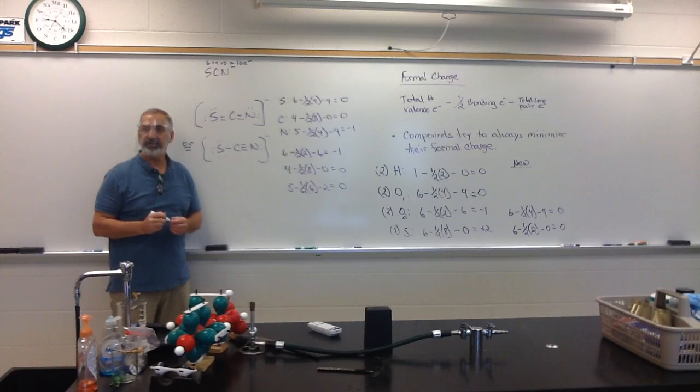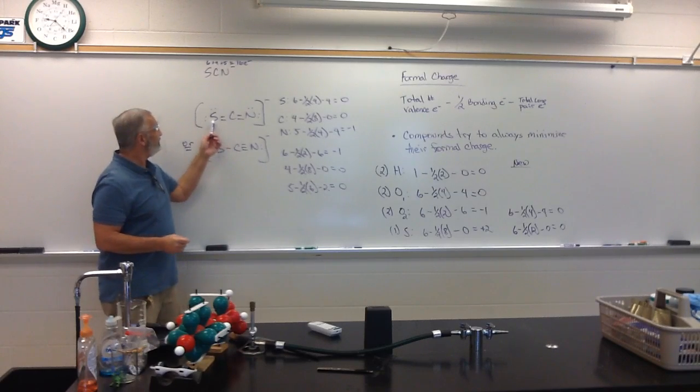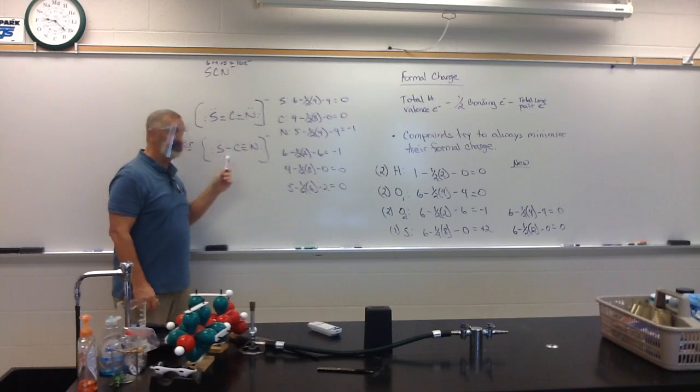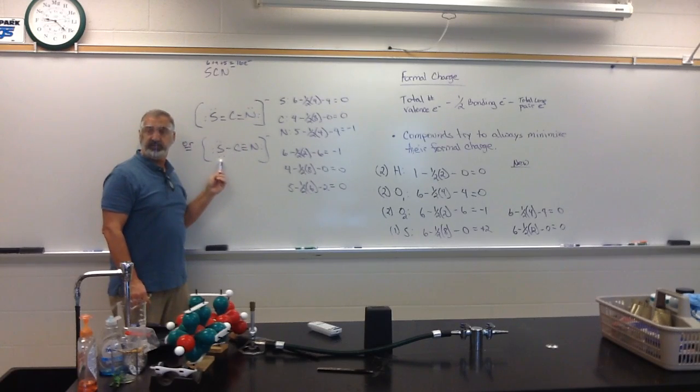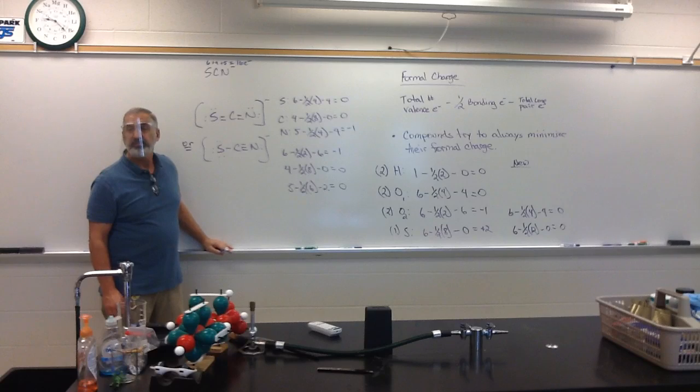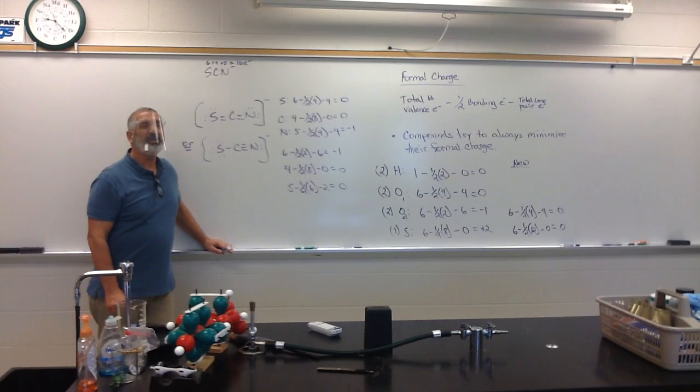So how do we pick? You have the -1 on sulfur, the -1 on nitrogen. Pardon me, -1 on nitrogen in one, -1 on sulfur in the other. Which one do you think is going to be more dominant or more favored? Sulfur. Nitrogen is more polar, so I think... Okay, more polar. What makes it more polar?